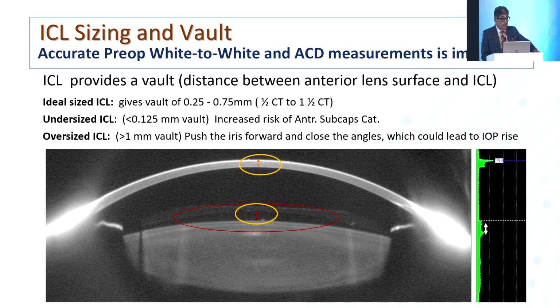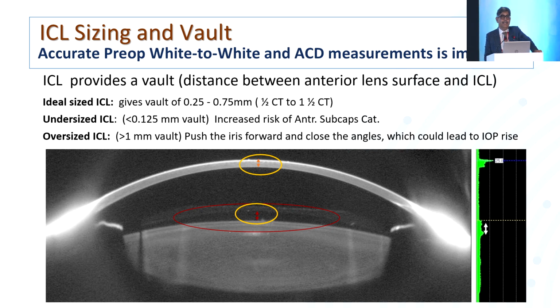So what will happen if the vault is not adequate? The adequate vault is 0.25 to 0.75 millimeter, which is half the corneal thickness up to 1.5 times the corneal thickness. If we assume a corneal thickness of 500 micron, then a vault equal to the corneal thickness is around 500 micron. So it should not be less than 250 micron, and it should not be more than 750 micron. This can be easily compared on a slit lamp when we see the patient post-operatively.